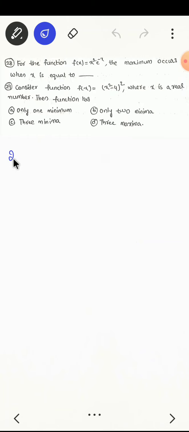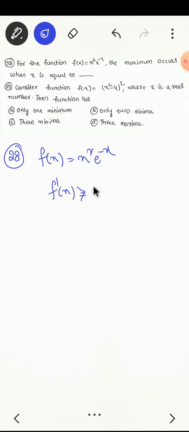Problem number 28. If f of x is equal to x square e raised to power minus x, then the maximum occurs at, first find f dash of x. F dash of x will be, using u into v, x square into minus e raised to power minus x plus e raised to power minus x into 2x. That is f dash of x, and equate f dash of x to 0.